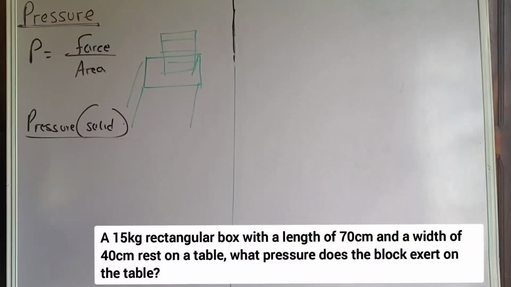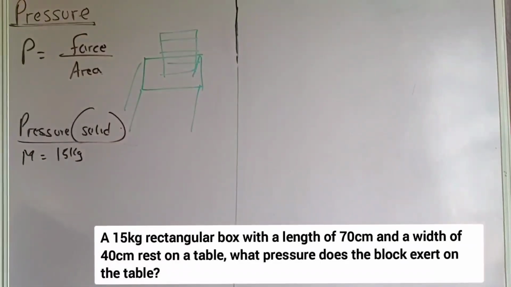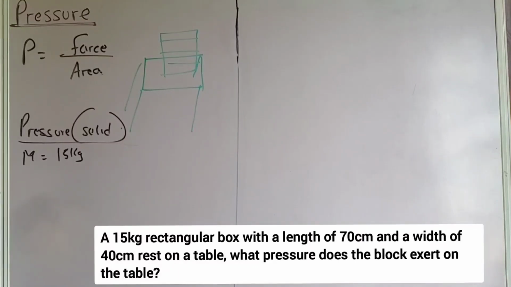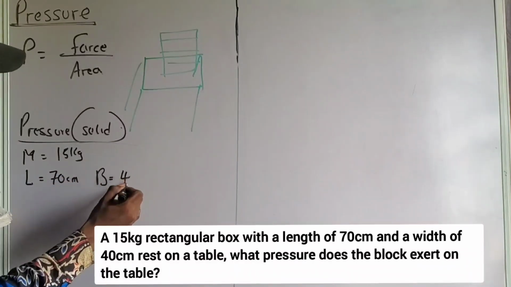A 15 kilogram rectangular box with a length of 70 centimeter and a breadth of 40 centimeter rests on a table. What pressure does the block exert on the table? Please pay attention. From the information, we are given that the mass of the block is 15 kilograms. Then we are given the dimensions of the block. The length of the block is 70 centimeter and the breadth is 40 centimeter.